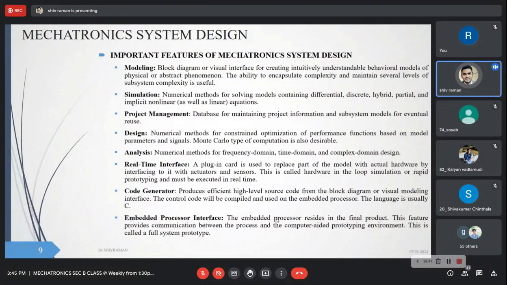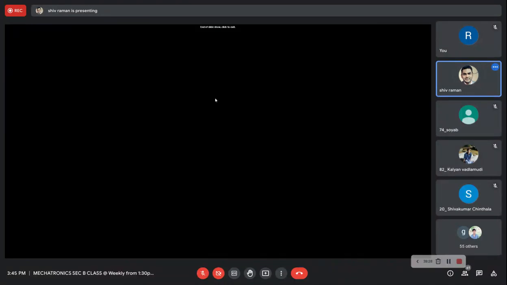So coming to the features that we have covered, modeling can be a block diagram, an abstract model or a physical model. Likewise, you have simulation using numerical methods. Okay, it can be different types of mathematical or statistical equations. Then you have designing, analysis, then real-time interfacing by developing a prototype, and the real-time interfacing can be done with the help of actuators and sensors. Then code generator, so coding can be developed in various languages that we have covered. Okay, and an interface will transfer the codes to your mechatronic system.